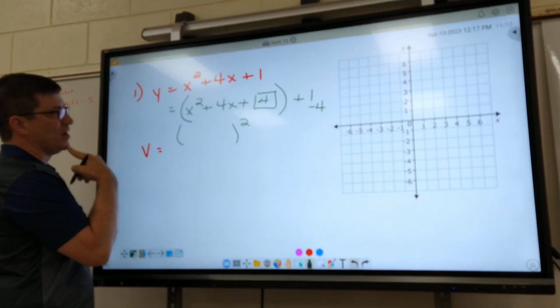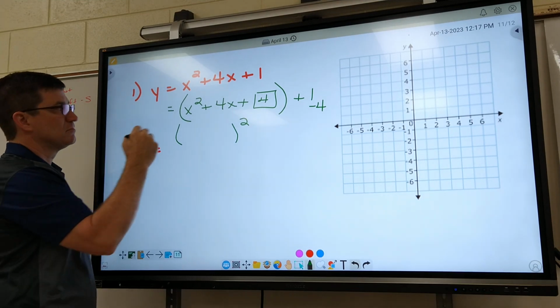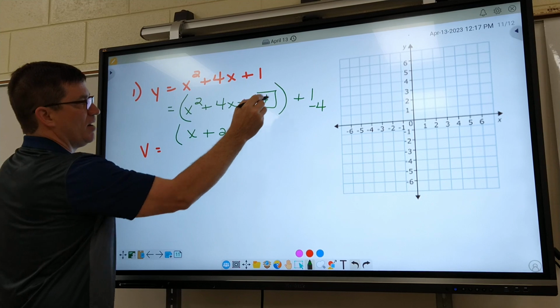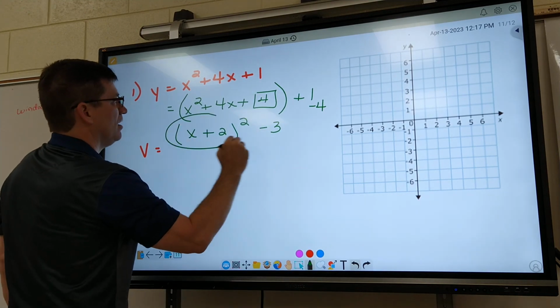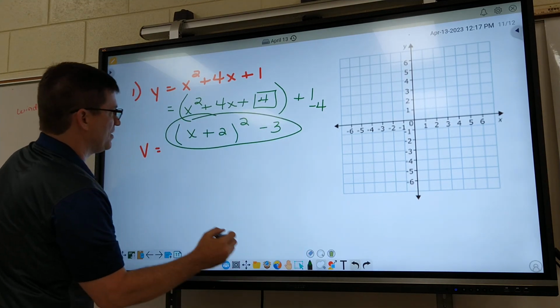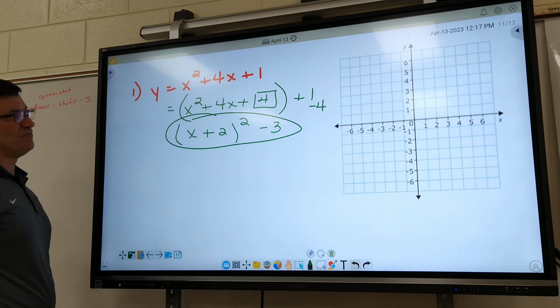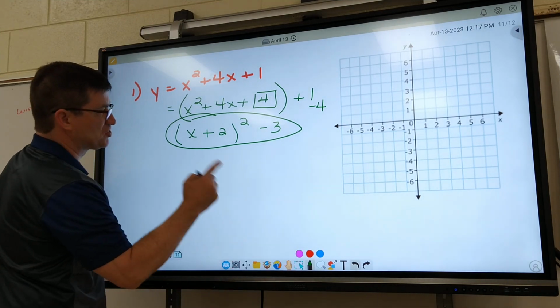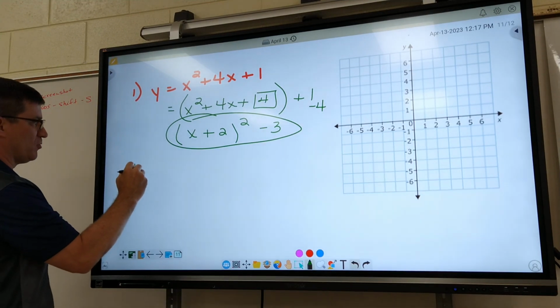Now, parentheses, let's do it the same. So Jalen, that's going to be what inside that parenthesis? X plus 2 squared, and I got minus 3 out here. All right, you can circle that. That is your equation in vertex form. That's not your vertex. That's your vertex form of the equation.